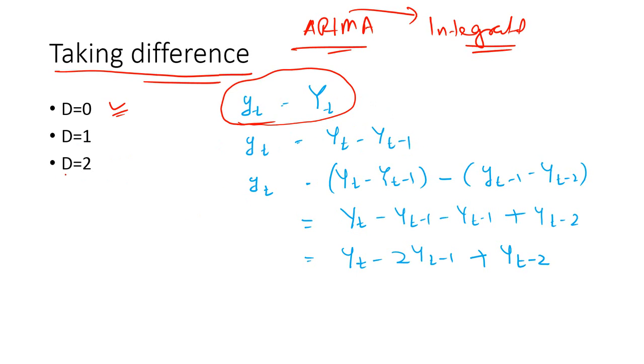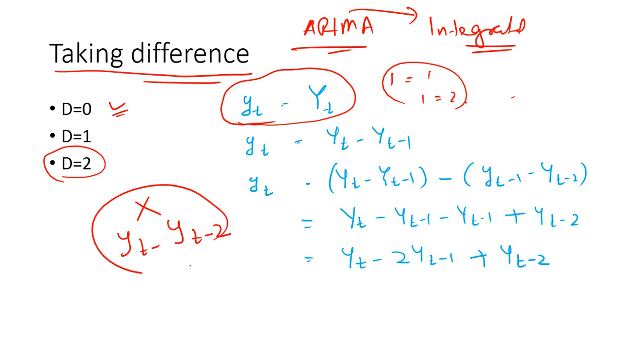When you take the second difference, d equal to 2 or I equal to 2, the notation could differ. I'm taking d equal to 2. Some people take I equal to 1, I equal to 2, and so on. When you take the second difference, it's not yt minus yt minus 2. Often people confuse this. This is not true. This is not the second difference. What we mean by the second difference is the first difference and the difference of that first difference.